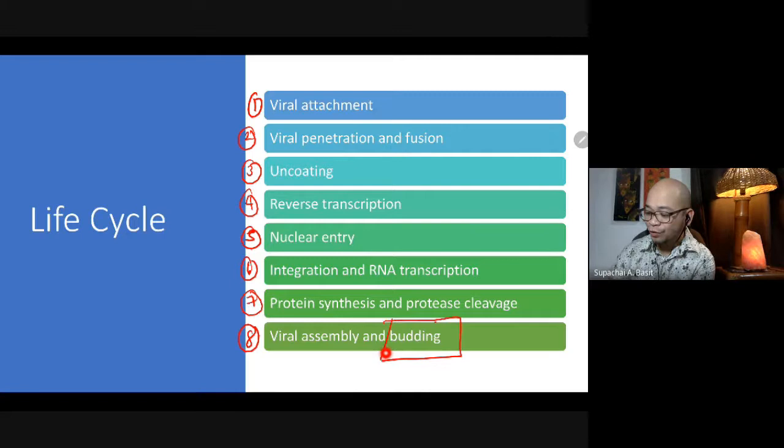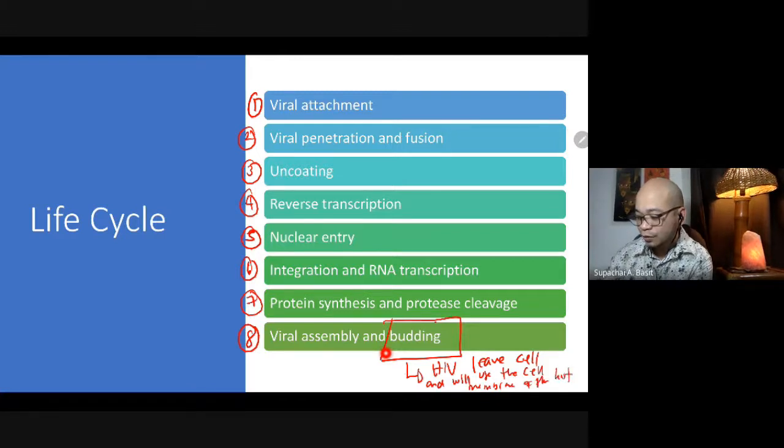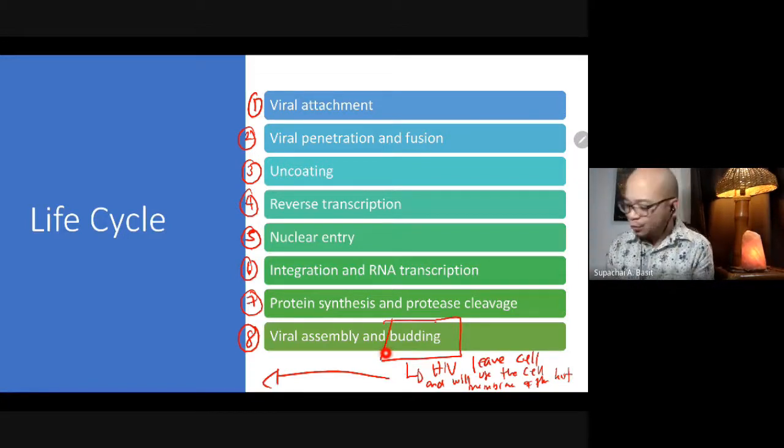When we talk of budding, it means that the HIV will now leave the cell and will use the cell membrane of the host. So HIV will leave the cell and will use the cell membrane of the host to be used as what? Its envelope. So that's why the envelope of viruses is actually not virus encoded. They just took it from the cell membrane of the host.